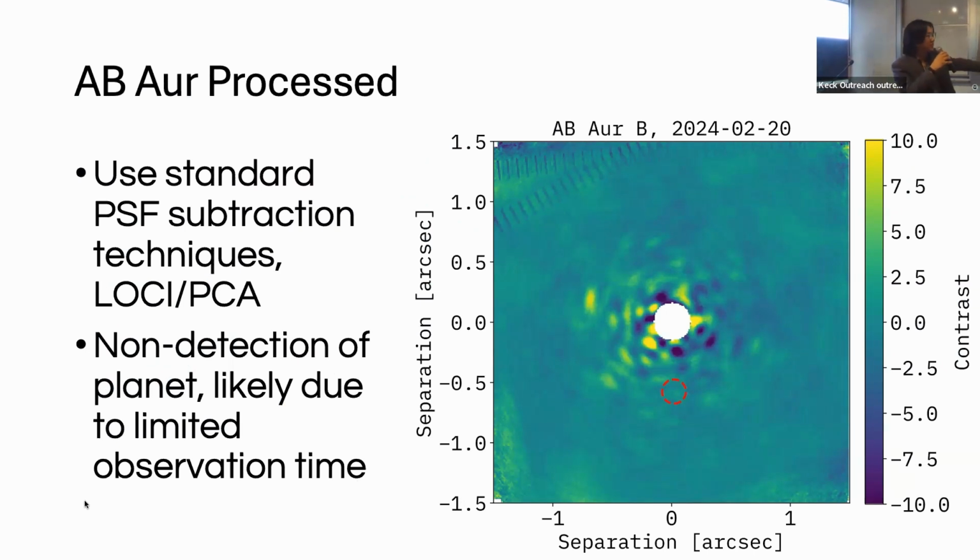And so this is an example of the reduced data that we have. We actually got a non-detection of the planet here, likely due to limited observation time. 70 minutes of exposure time is just not enough to do the kind of deep contrast that we're hoping for.